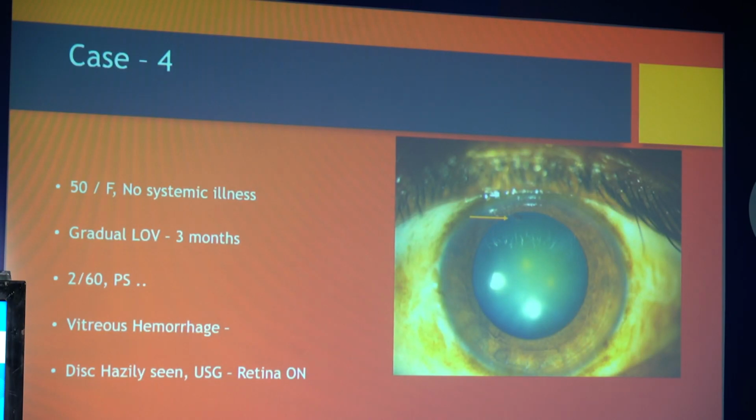Case 4 is of a 50-year-old female with no systemic illness, gradual loss of vision since 3 months, with vision reduced due to vitreous hemorrhage, and posterior synechiae was present. You can see the posterior synechiae in this eye. There was vitreous hemorrhage, and the disc was hazily seen. Ultrasound showed no retinal detachment.